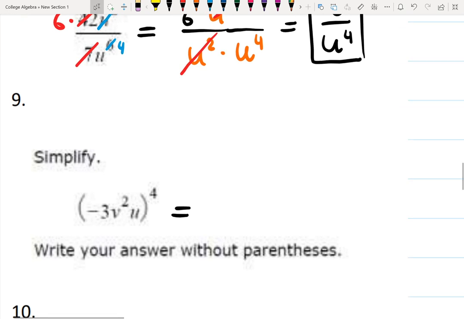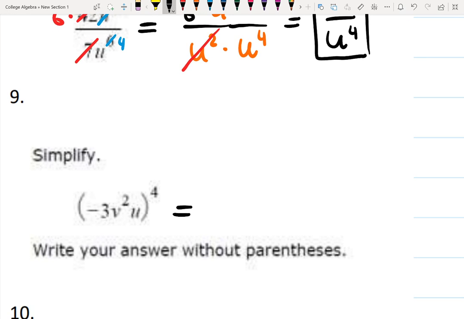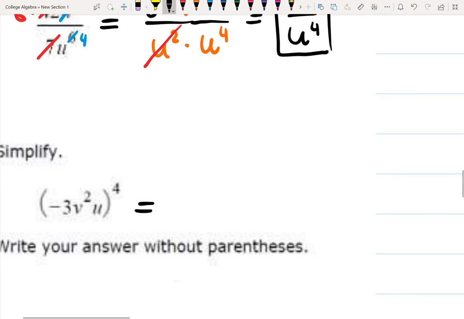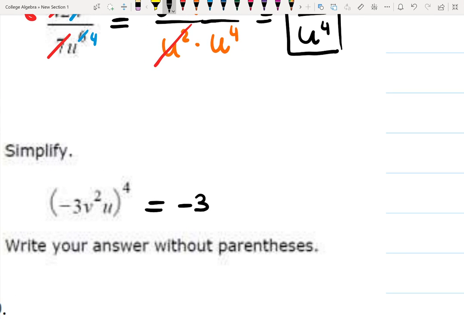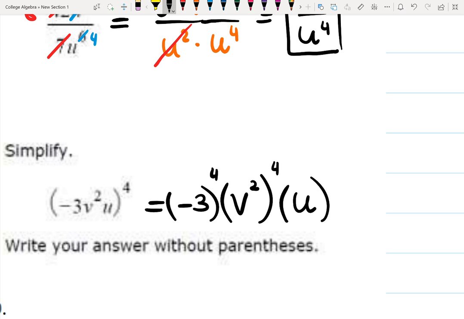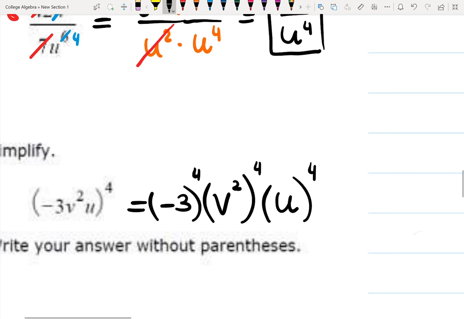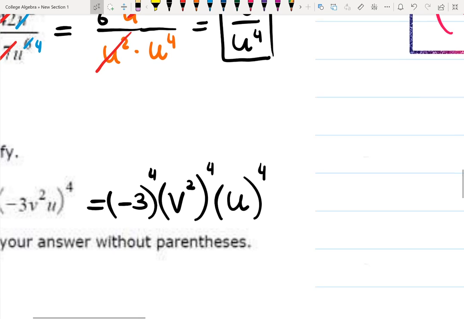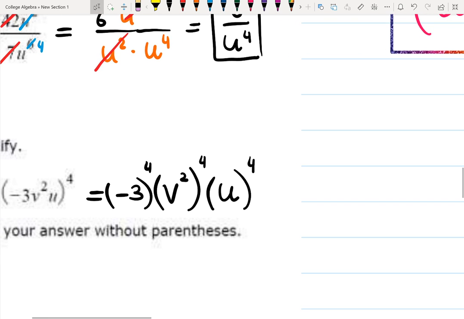Since I can distribute 4 everywhere, I'll be doing it carefully. By carefully, I mean putting parentheses everywhere. I will be repeating it quite a lot. Minus 3, put parentheses. Put 4 over here. v squared, don't forget, put parentheses and 4. u, put parentheses if you want to, and 4. Actually, the last parentheses are not necessary. But again, why not put them there?